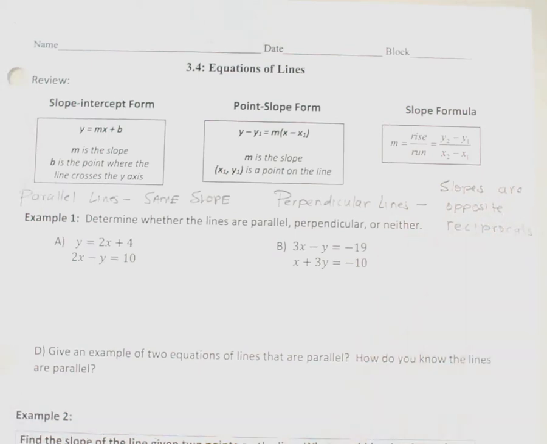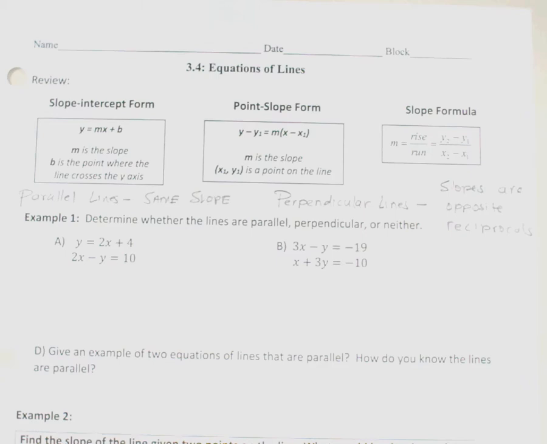Opposite means they change sign. So if it was positive, the other slope is negative. And the reciprocal flips a fraction. So if we had a slope that was negative 1/3, the opposite reciprocal would be positive 3/1.